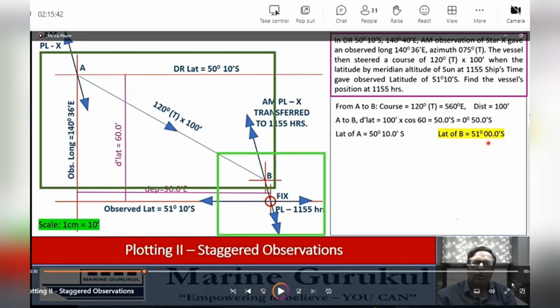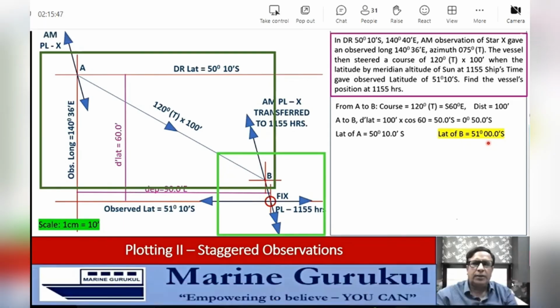No, sir. Great. You can also get the departure from A to B, that is distance into sine of course, and departure comes to 86.6 minutes east. Why east? Because our course in the quadrantal form was in the southeast quadrant, so d lat was south and departure is east.